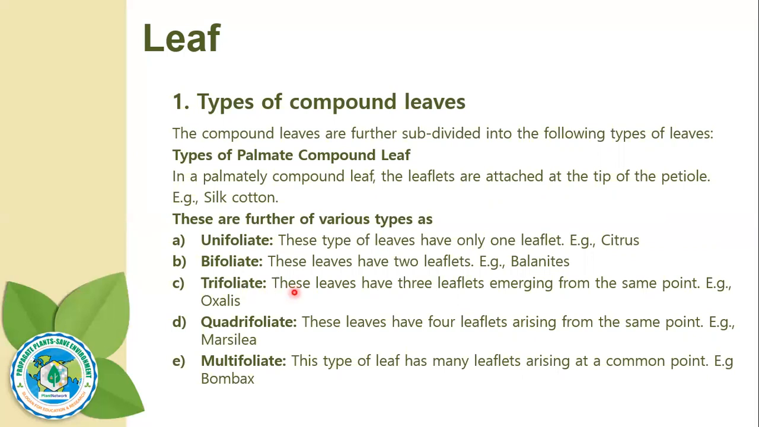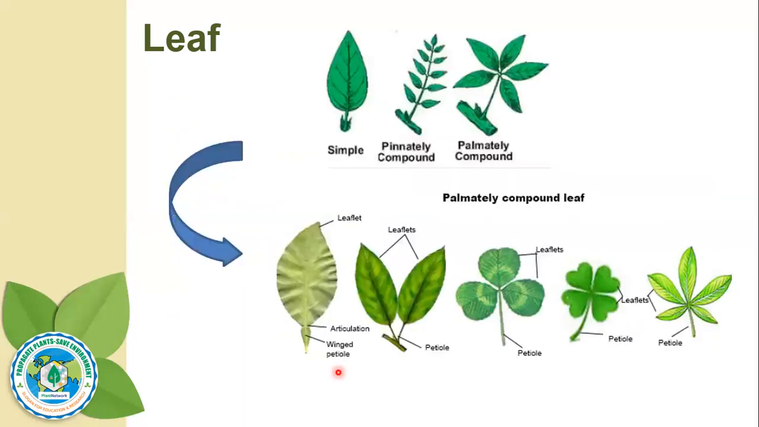The trifoliate has three leaflets, for example, the oxalis. The quadrifoliate has four leaflets arising from the same point, in Marsilea. The multifoliate types of leaves have many leaflets, generally present in the bombax. This slide shows the palmately compound leaf. This is the simple leaf, this is the pinnately compound leaf, this is the palmately compound leaf.